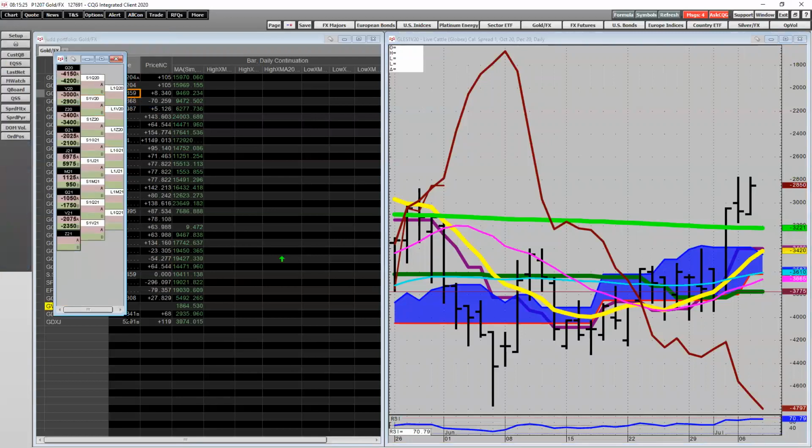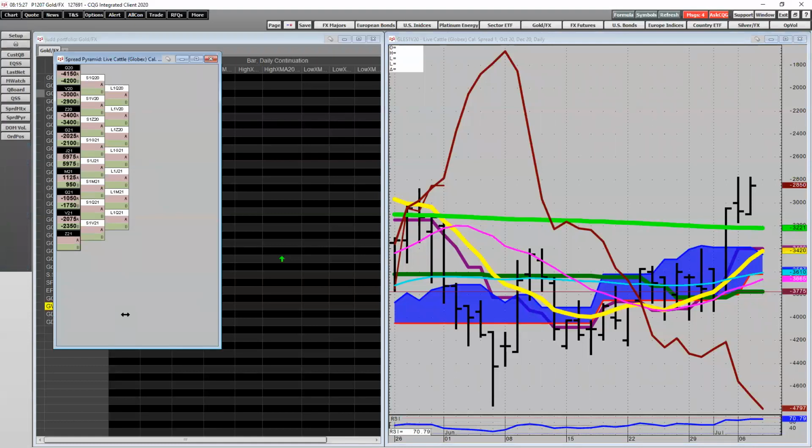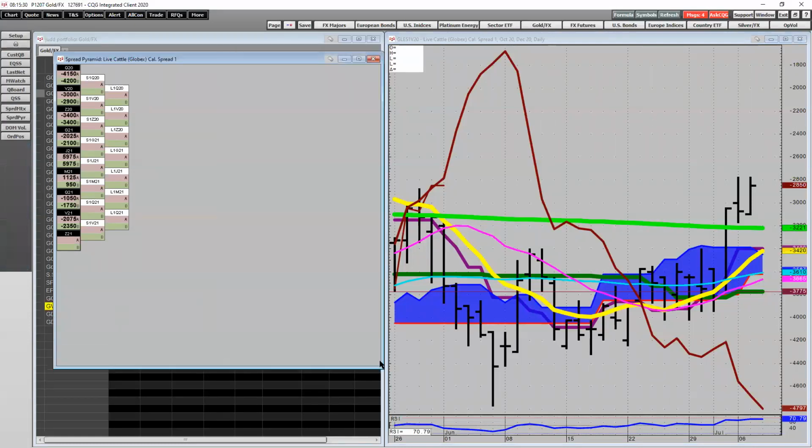And I don't know if this came up. Spread it out a little so we can see what we're looking at. See, that's live cattle. Put in CLE again just because it's trading. Just type in CLE. Okay. There you go.